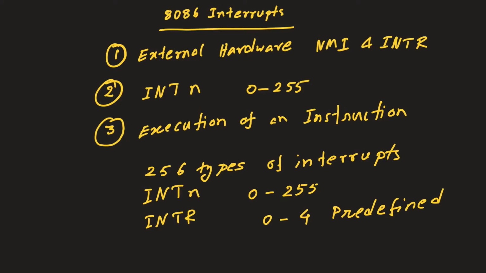The next 27 interrupts, that is from type 5 to type 31, were actually reserved by Intel for some future use. And the remaining 224 interrupts, that is from type 32 to type 255, these are available for the user as hardware or software interrupts.